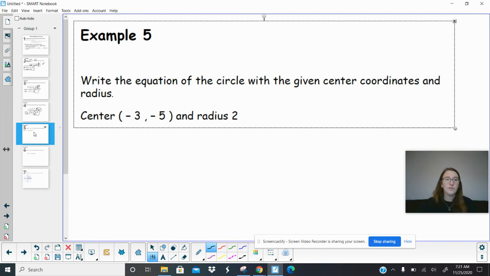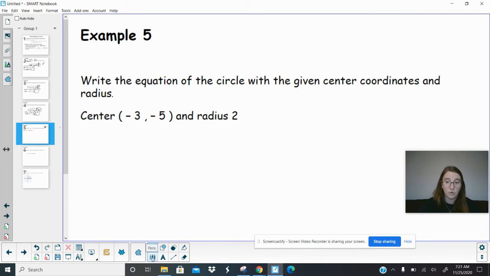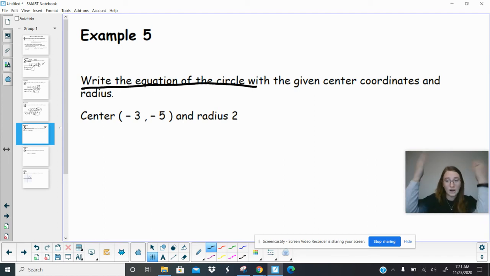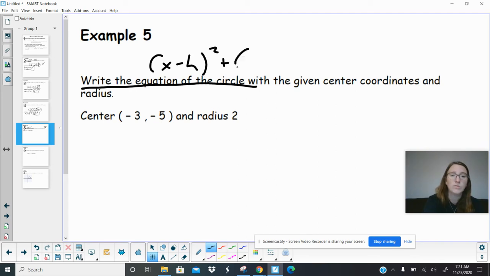Okay, so now we're gonna go in reverse. We got a couple more question types here. We're going in reverse. So we want to now write the equation of the circle. So our end goal is now to end up at our equation rather than starting with an equation. So again, we're just going to go into reverse.